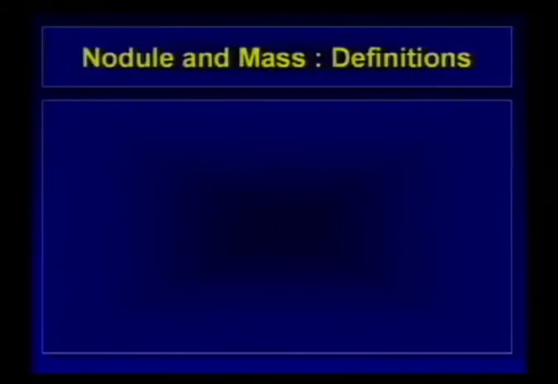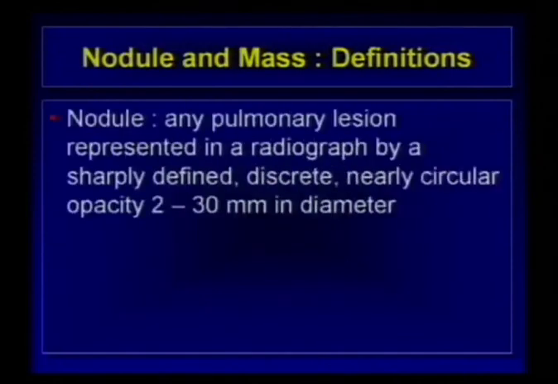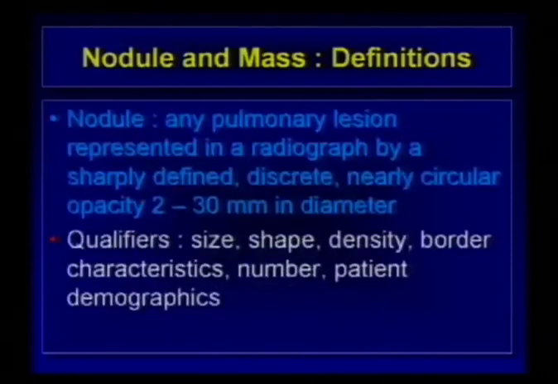Okay, nodules and masses. Definition, this is actually the Fleischner Society definition, a little modification of the definition of a pulmonary nodule. Any pulmonary lesion seen in a chest x-ray, fairly circumscribed or sharply defined, nearly circular with a size range of 2 to 30 millimeters. One thing that's not in the Fleischner Society definition, but I think is important to keep in mind because this is what we do on a day-to-day basis, is to qualify a nodule. Qualify regarding its size.